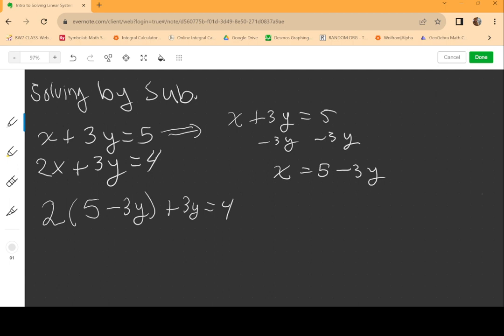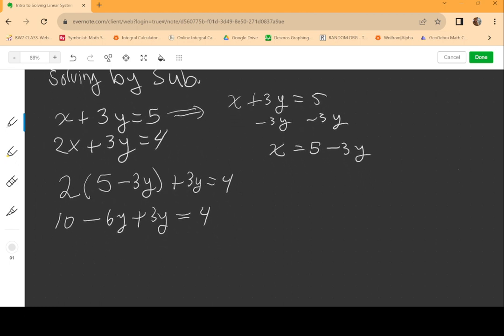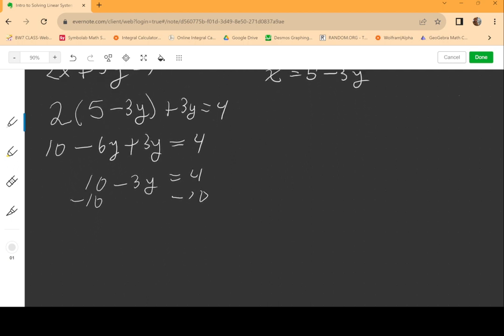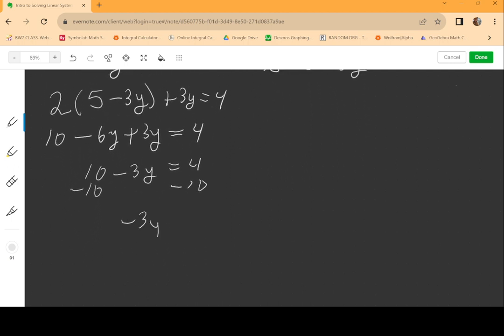So what we'll notice here, I'll distribute: 10 minus 6y, plus 3y, equals 4. Now this equation in one variable becomes much easier to solve. Be careful with your signs here. Negative 6y plus 3y is negative 3y equals 4. Subtract 10 from both sides, and we get negative 3y equals negative 6. Divide by negative 3, and we get y equals 2.